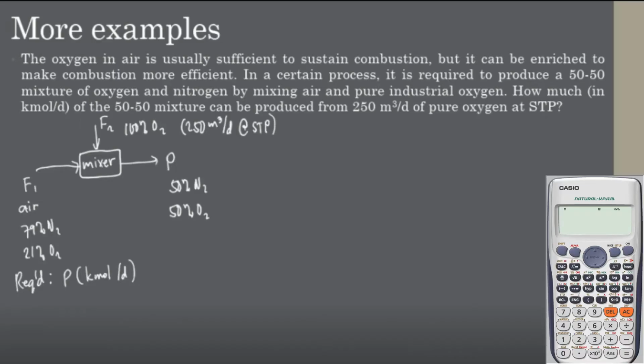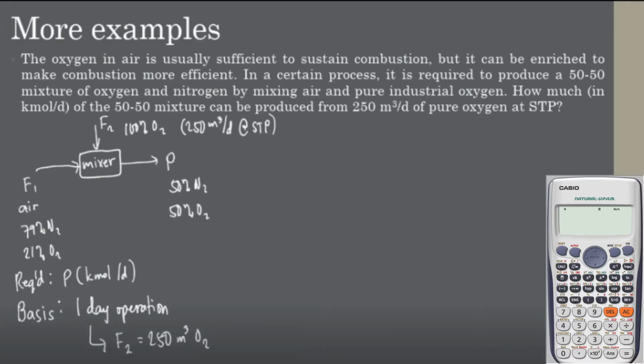Now that we have illustrated our problem, let's proceed to step 3, which is choose your basis. As I have mentioned, if you are given a flow rate, be it mass, volumetric, or molar flow rate, you can use the denominator unit of the flow rate as the basis. In this case, we are given 250 cubic meters per day of stream F2. The denominator unit is day. Therefore, a sensible basis is 1 day of operation. By the application of our basis, stream F2 now has a volume of 250 cubic meters, and this is pure oxygen.